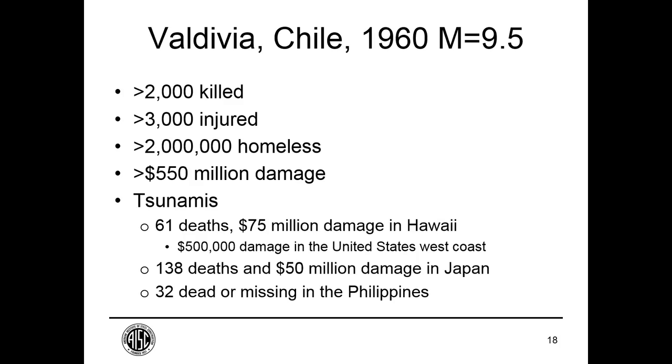And tsunamis were generated as well, and so the deaths were even more widely distributed. 61 in Hawaii, and quite a bit of damage as well. $500,000 worth of damage on the West Coast, which perhaps isn't that much, but it does show the reach of this earthquake. 138 deaths in Japan, and $50 million worth of damage, and 32 estimated dead in the Philippines. So there can be quite a large effect for these very large earthquakes.